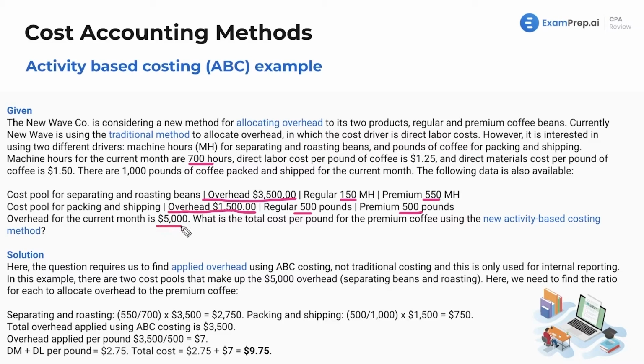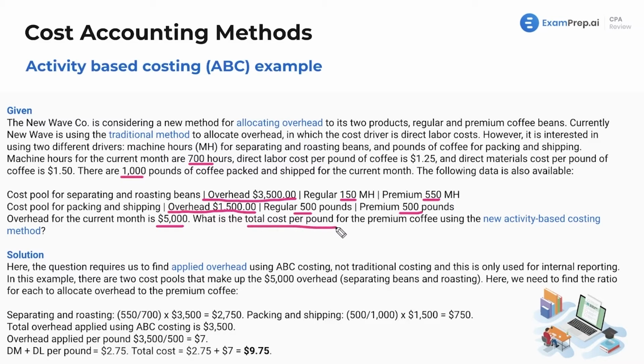Okay, and total overhead is 5,000. You see here, right? That's consisting of our 3,500 and 1,500. So it's all coming together. We're kind of tying together our numbers, seeing where they relate. Right? This is not new information. It's just putting these two together. Nothing too crazy. So we want the total cost per pound.